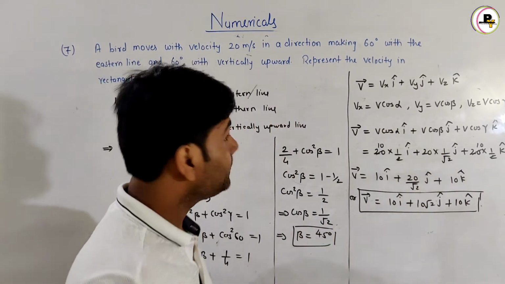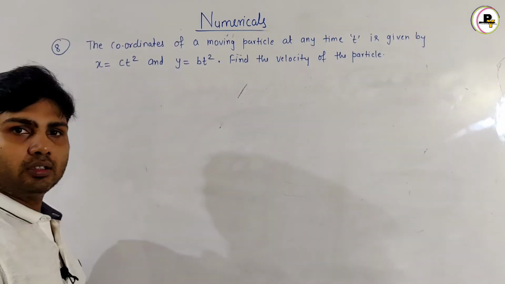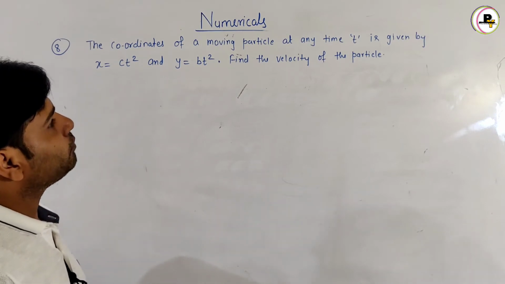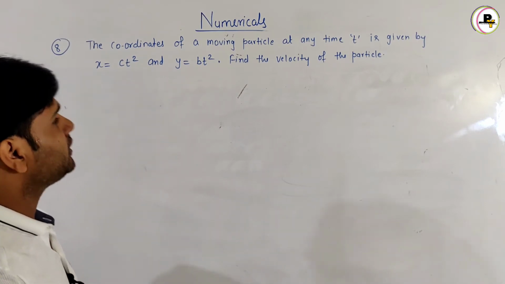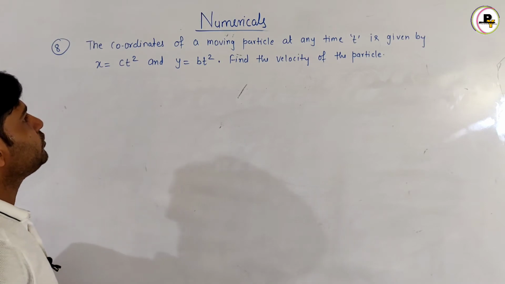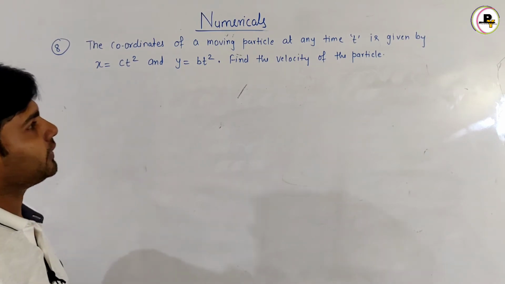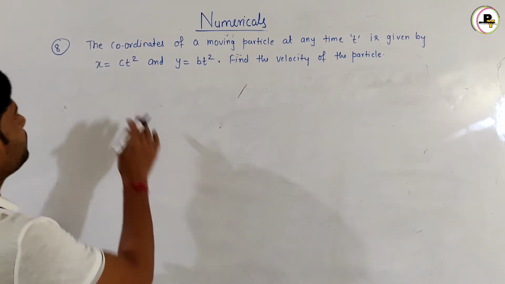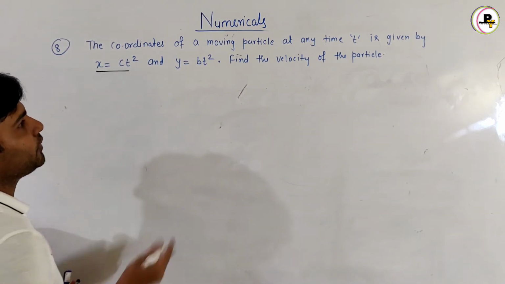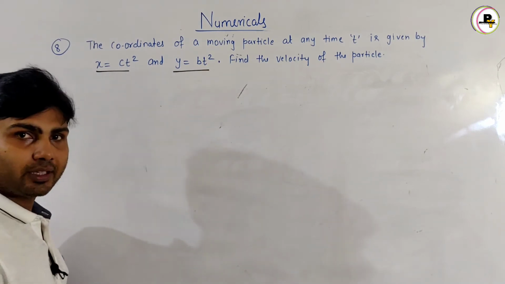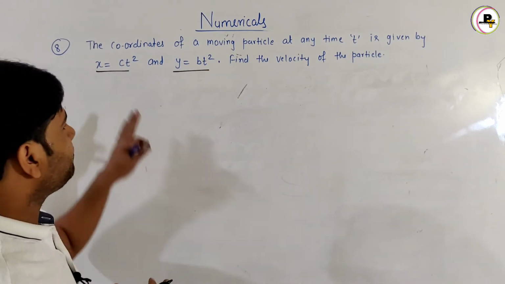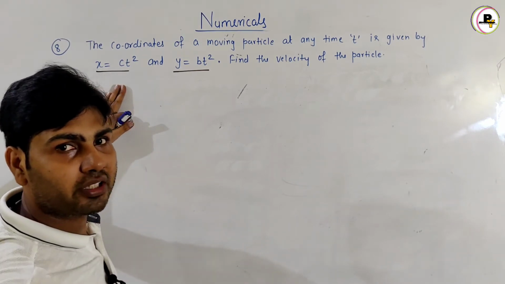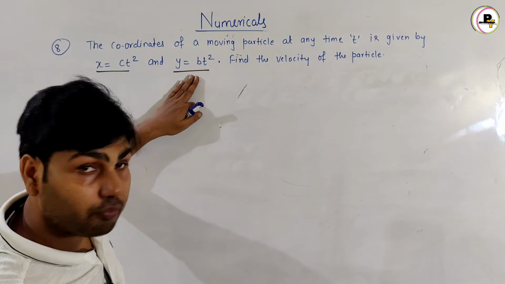Okay, so let's solve question number 8. Question number 8 is: given the coordinates of a moving particle at any time t are given by x equals ct square and y equals bt square, find the velocity of the particle. So friends, basically we are given x equals ct square and y equals bt square. If the position has two components, then its velocity will also have two components, that is the x component and y component.